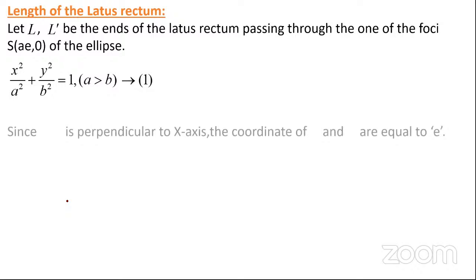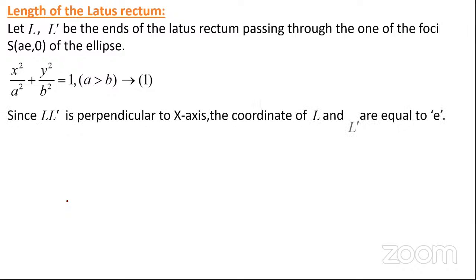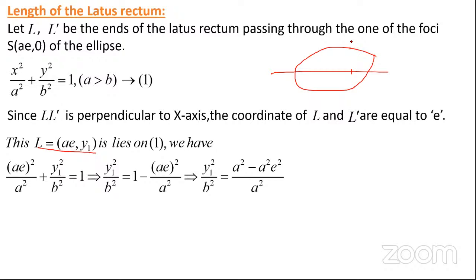Then the coordinates of L and L dash have x coordinate ae. I am taking L as ae comma y1. Here the focus is ae comma 0 and this point is ae comma y1, so this length is ae and this is the y1 length. This is the latus rectum.